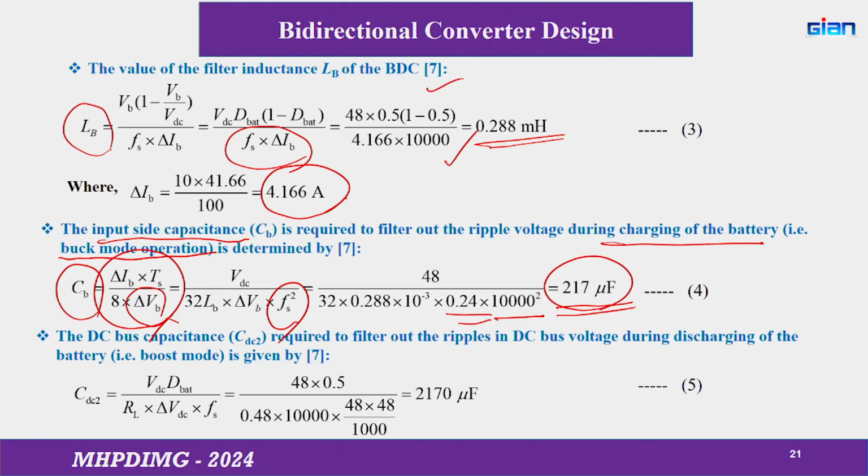Correspondingly, to calculate the output capacitance value, we do it during the battery discharging mode, with the corresponding formula, and the output capacitance value is calculated to be 2170 microfarad, nearly 2200. The standard capacitance in the market is 2200 microfarad. So, these are all the filter parameters we have calculated. I will give one assignment on it: the battery voltage will change, the switching frequency will change, and you have to calculate all the filter parameters similarly.